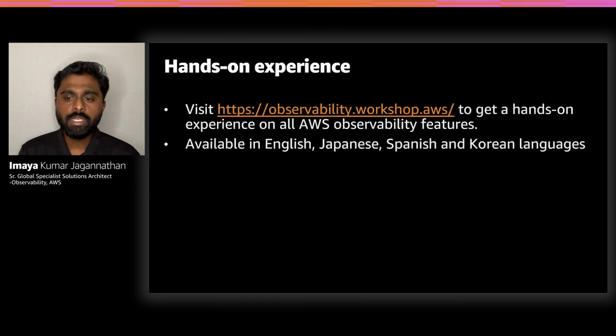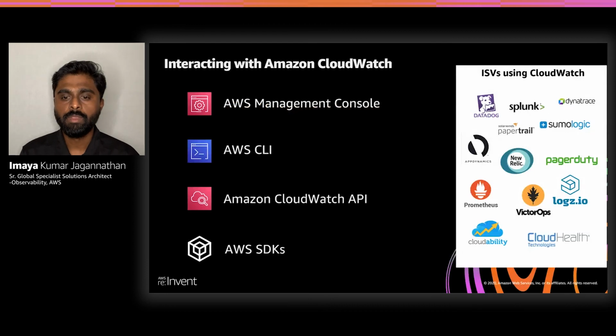To get hands-on experience with all our observability features, visit our hands-on workshop site at the URL mentioned on the screen here. The workshop is also available in English, Spanish, Japanese, and Korean languages. You can interact with CloudWatch through a variety of options, including the Management Console, CLI, API, and SDKs. A list of ISV solutions that make use of CloudWatch and APIs are listed on the screen.